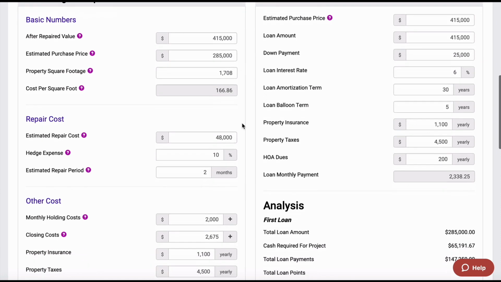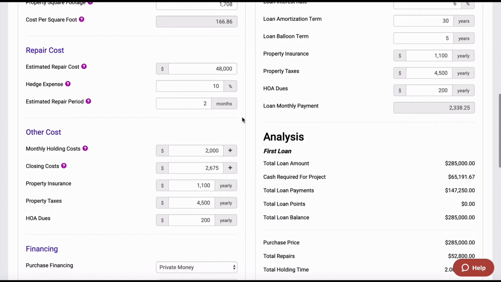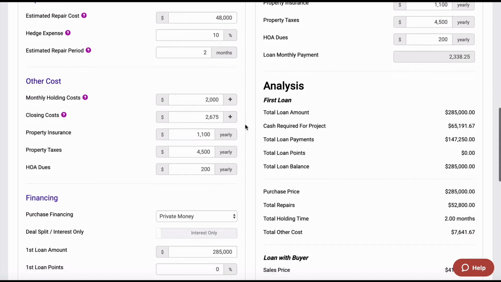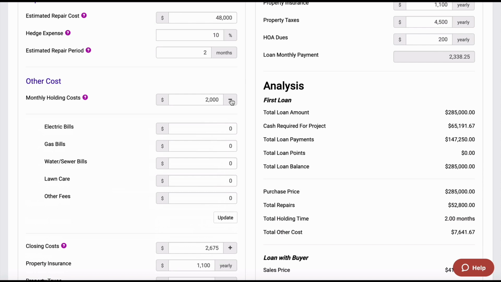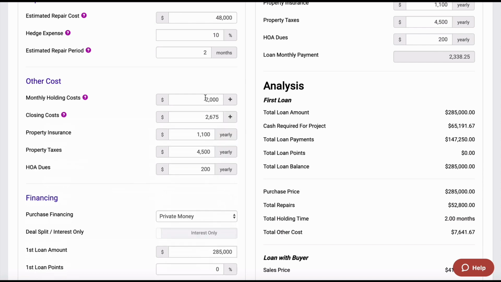Just the square footage, the cost per square foot. In this particular case, I'm going to enter in 48,000 as the repair cost. And then I love a hedge expense. The hedge expense is that added buffer in case you figured out your repair cost wrong. And then how long are you going to take to repair this? So I'm going to estimate 2 months. Other costs are going to be your monthly holding costs. Anytime you see a plus here, you can click on that plus and you can actually get really defined on exact cost, or you can just simply type in the main box as I did here.